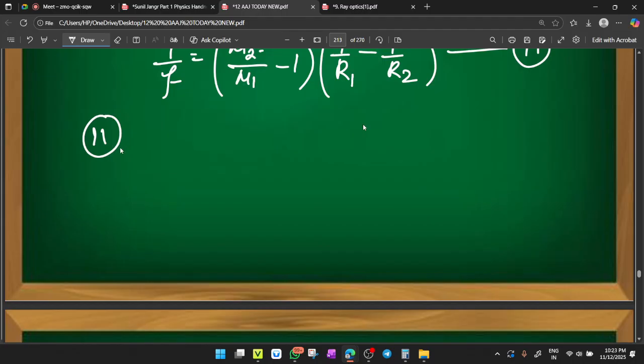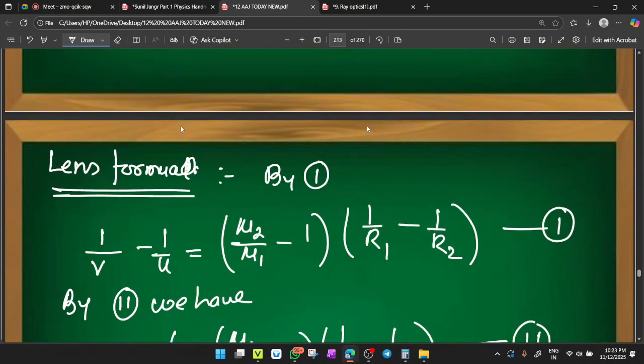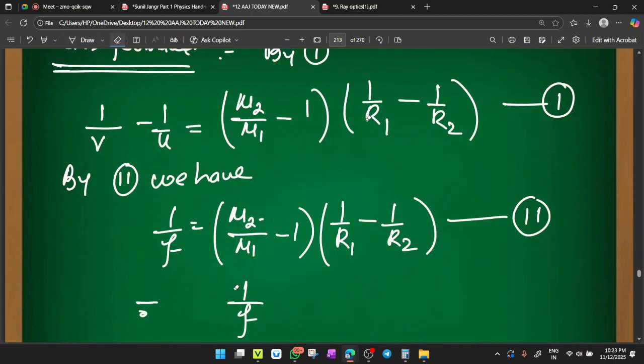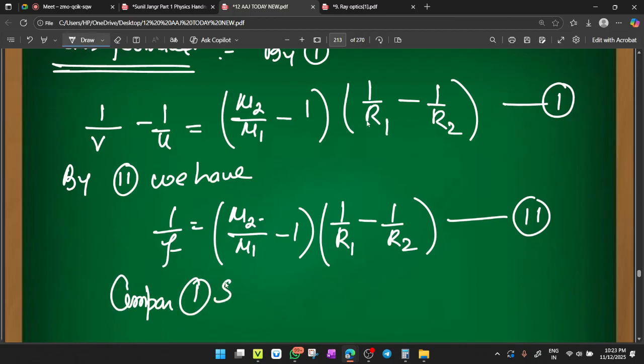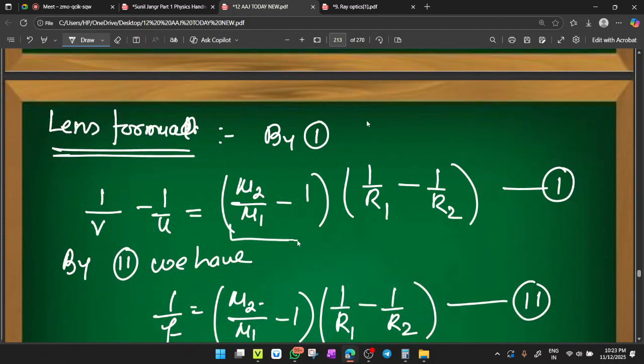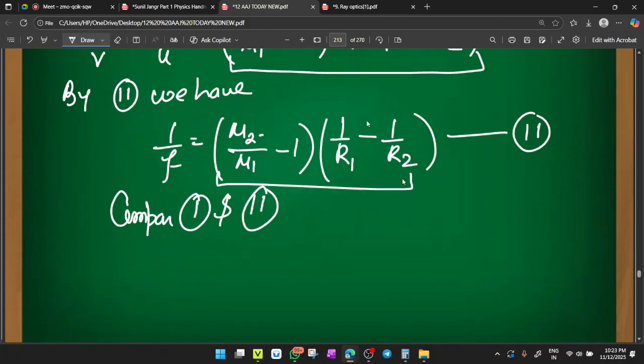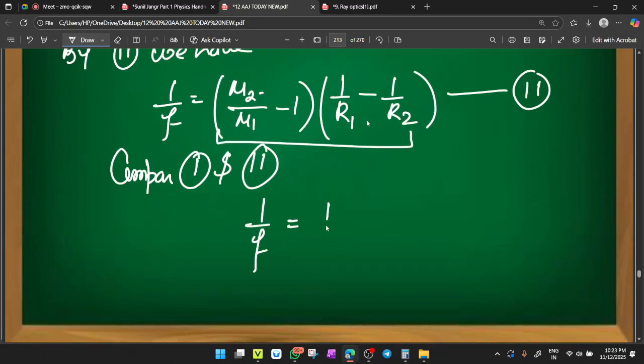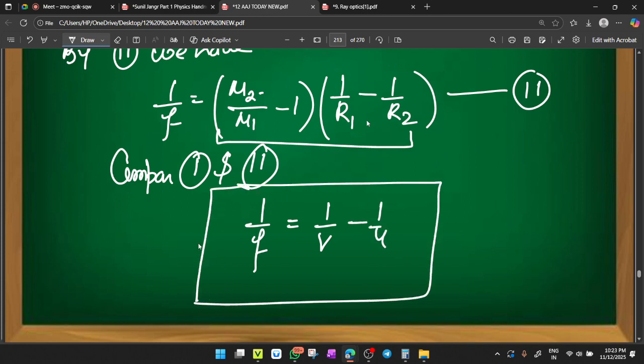Or otherwise you can compare 1 and 2, no need to divide. Compare first and second. You check the right part of both equations is the same. So if the right part is the same, then the left part is also equal. So 1 upon F equals 1 upon V minus 1 upon U. This is the lens formula. Clear?